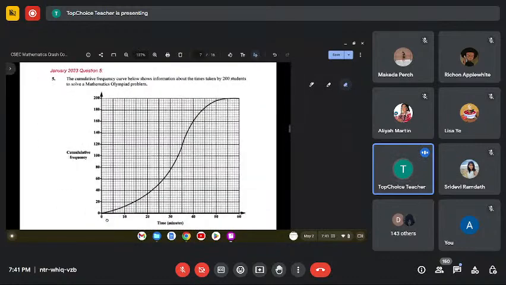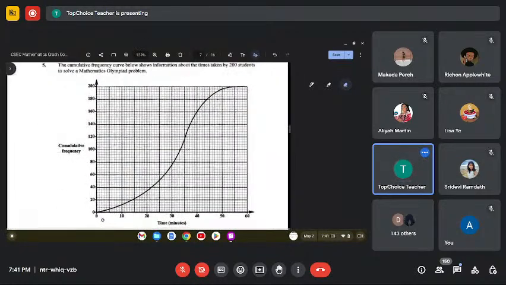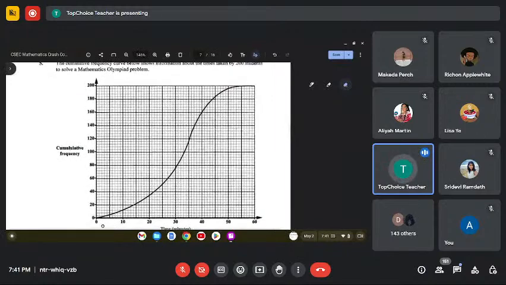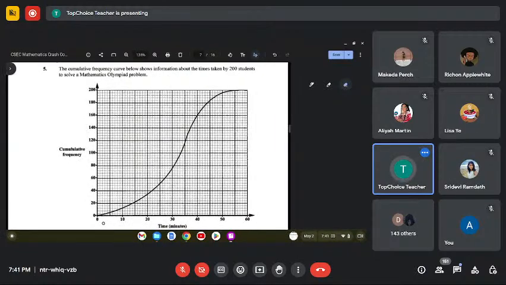And this particular question 5 is particularly difficult for a lot of students because it's a statistics question, but not that it is a statistics question. It comes in a way that they don't usually test. What they did in this question is they gave you the cumulative frequency curve, and you have to work backwards.